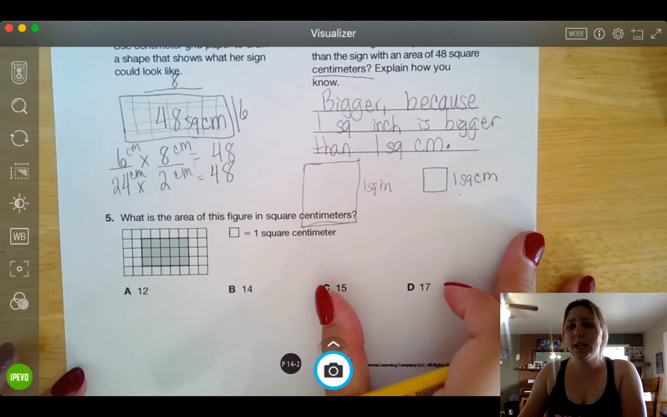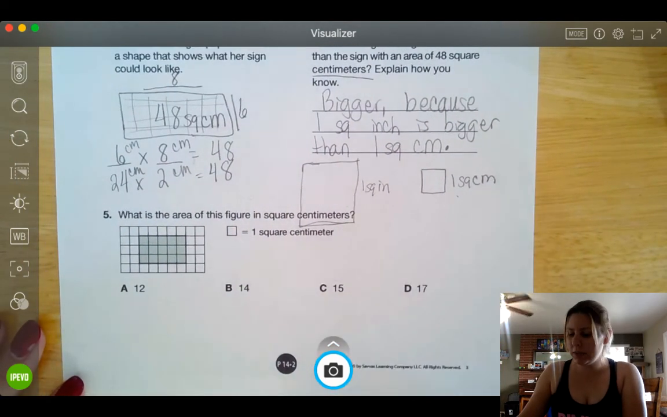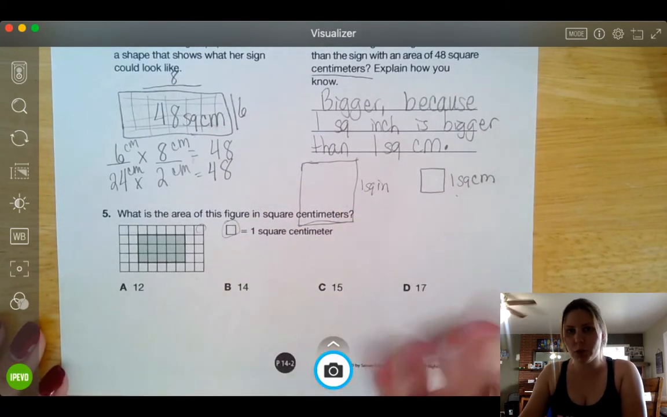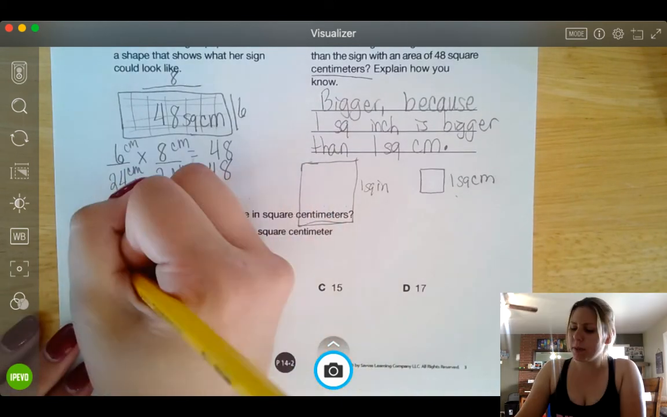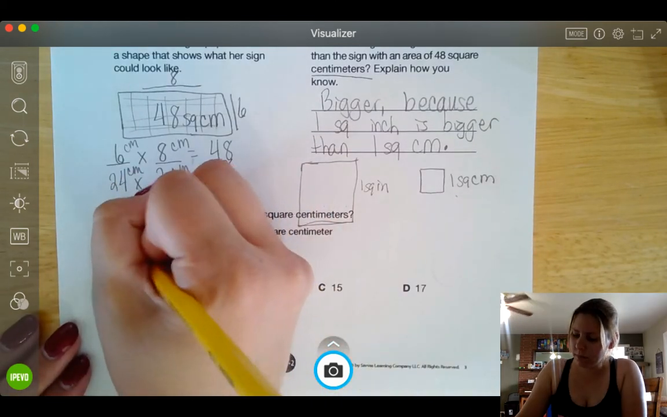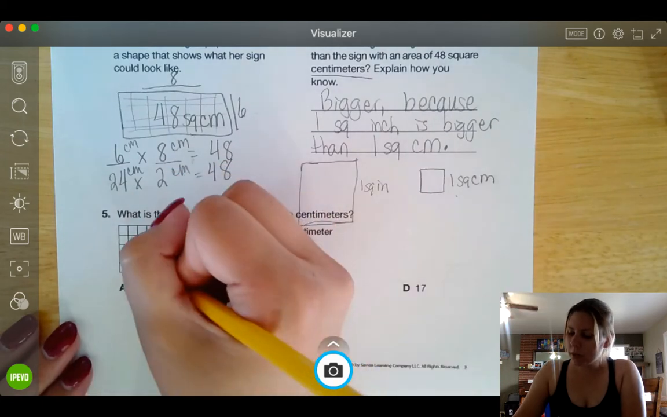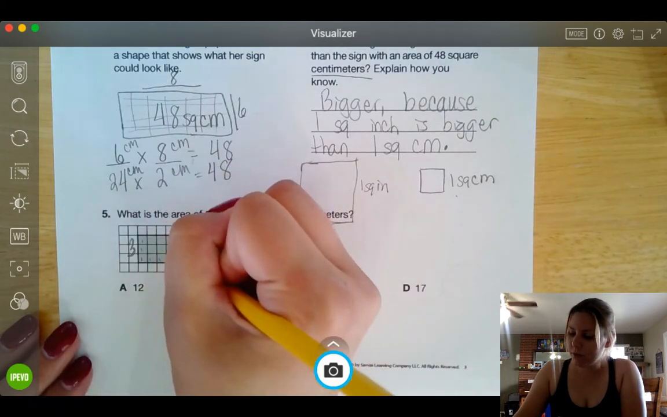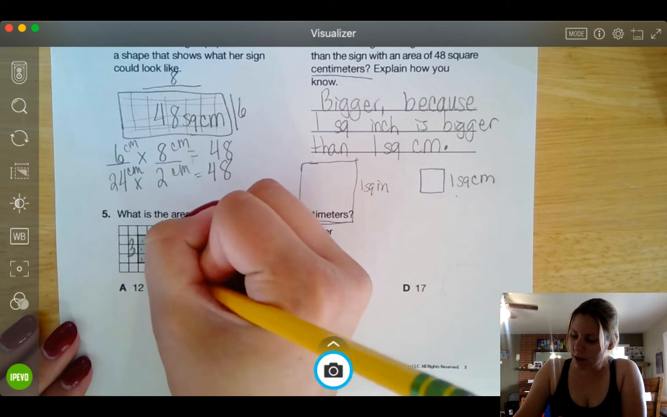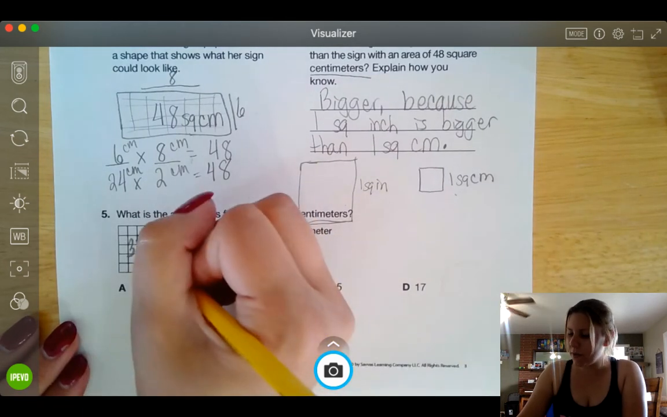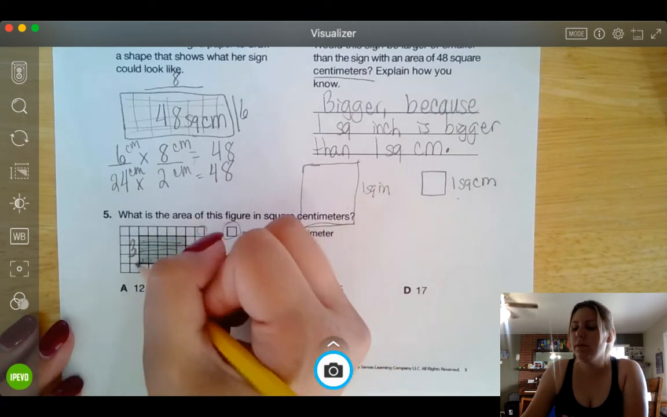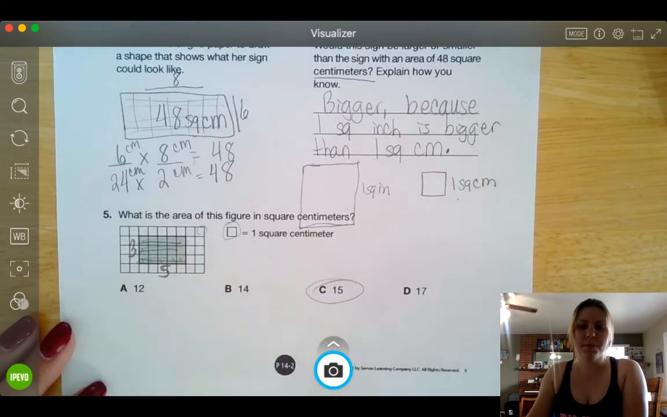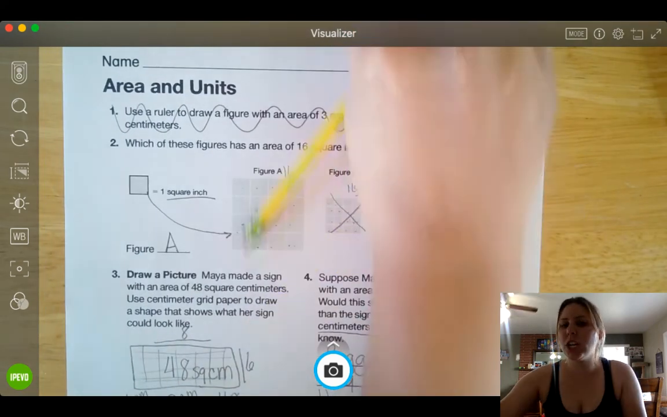What is the area of this figure in square centimeters? And it shows us this is a square centimeter. We can see it matches those squares, so we're good to go. 1, 2, 3. There's 3 on one side. 1, 2, 3, 4, 5, 5 on the other. And I know that arrays, if I have 3 rows and each has 5, 5, 10, 15. So please make sure you double check your work.